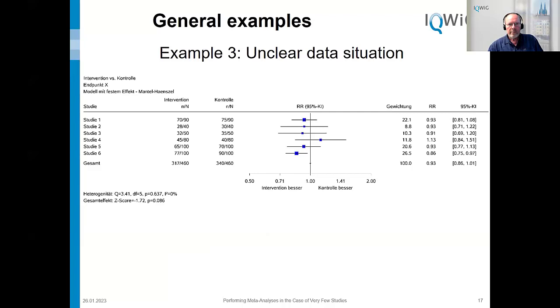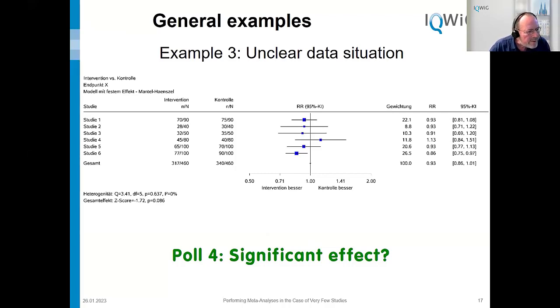Example 3 is also unclear. Yeah, another poll, please. What do you think now? Clearly yes, clearly no, it's unclear. Oh, still a number of people say clearly yes. The majority now say it's unclear.